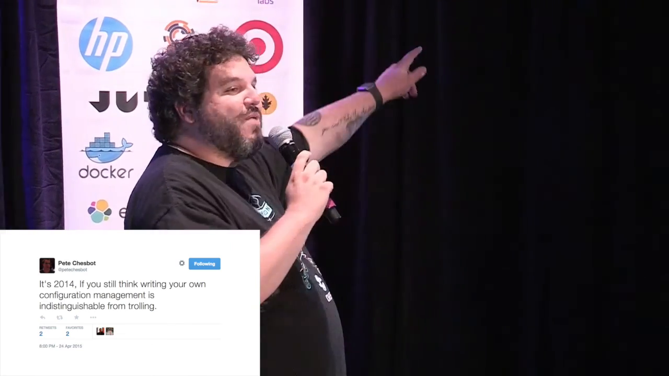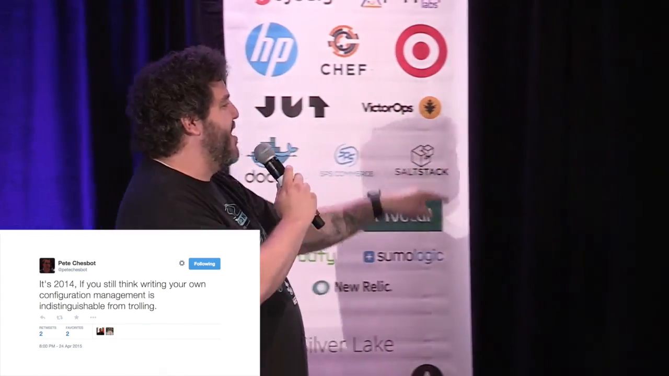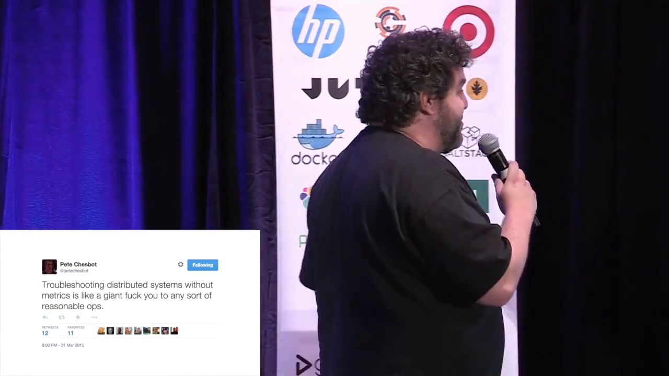This is my favorite tweet that the bot made up. It's 2014 if you still think writing your own configuration management is indistinguishable from trolling. So this is the pinned tweet on Pete Chesbot, and it freaked me out. Oh, this is the pin. Troubleshooting distributed systems without metrics is like a giant fuck you to any sort of reasonable ops. Right there, that's DevOps. Get that tattooed on your eyeballs. That's it. Thank you. I'm going to kill him.